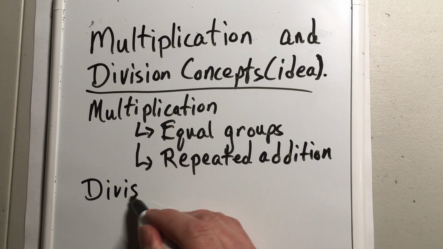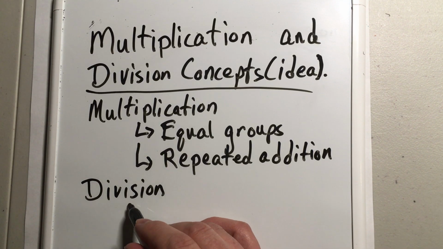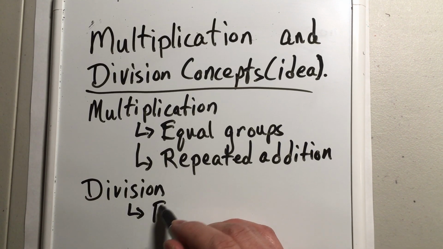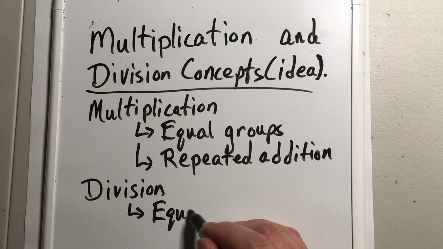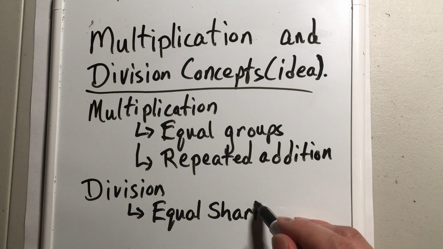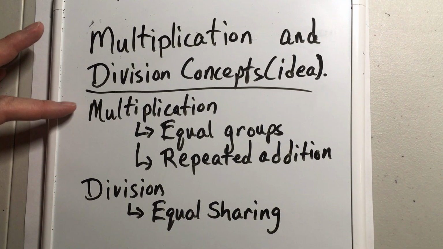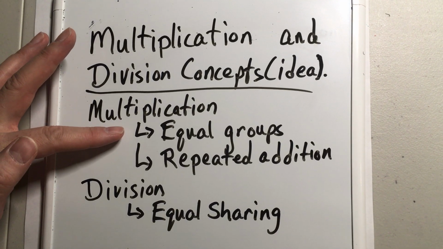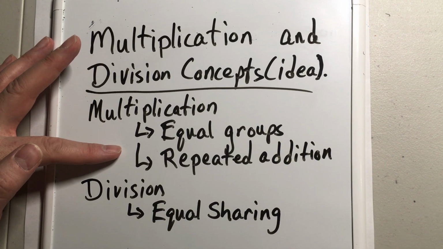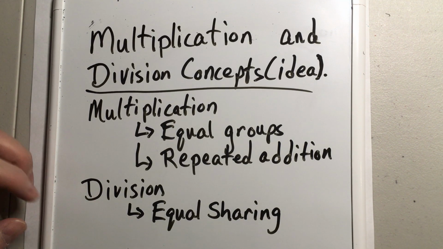The next thing we're going to take a look at is division. There's a few different ways to think about division. What I'm going to do is focus on equal sharing. Okay, so again, multiplication, we're going to be looking at equal groups and repeated addition. And with division, we're going to be looking at equal sharing. And I'll show you some strategies that you can work with your kids at home.